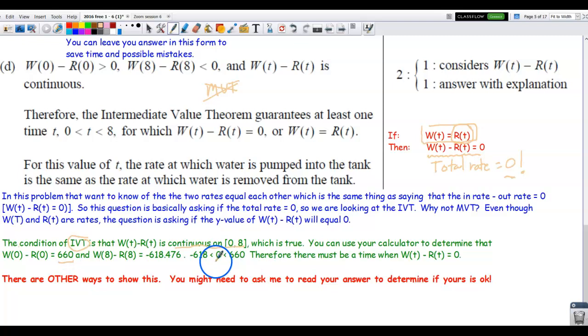And then I'm going to determine the total rate at 8 using my calculator, and I get negative 618.476. Since 0 is between these two numbers, I can say that the total rate will definitely equal 0 by the intermediate value theorem, which means that W(t) is equal to R(t). Now, there are other ways to show this, but you might need to ask me to read your answer, or you might need to read it to me, to see if you're going to get credit for that. So that's question number 1.